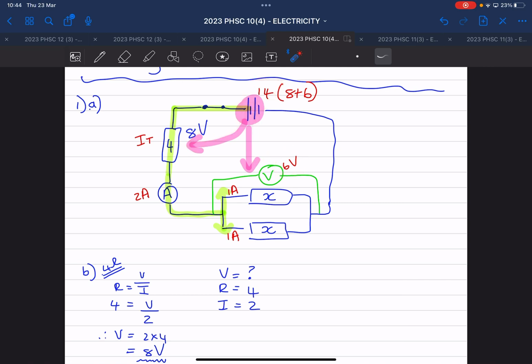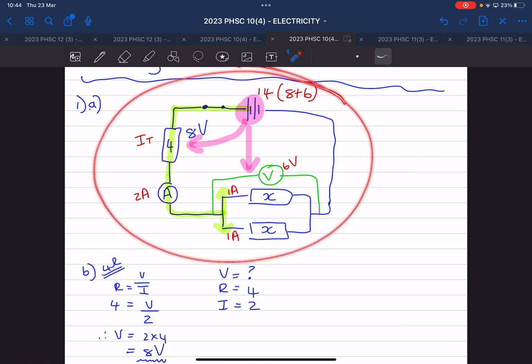Are you drawing the circuit? Are you making notes? I know this. I can do this all in my head. I'm highlighting for you. I'm making notes for you.